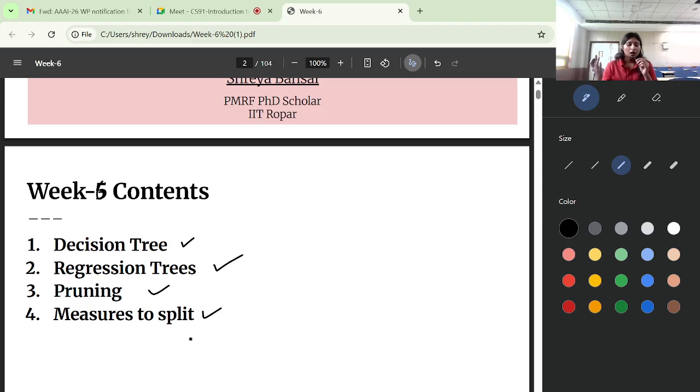First, we started with the introduction. Then we completed the paradigms of supervised, unsupervised, and reinforcement. We started with the supervised paradigm, in which we saw that there are two types of task. First is classification, second is regression. Classification is when the output is in the form of a label, and regression is when the output is in the form of a continuous number, right?